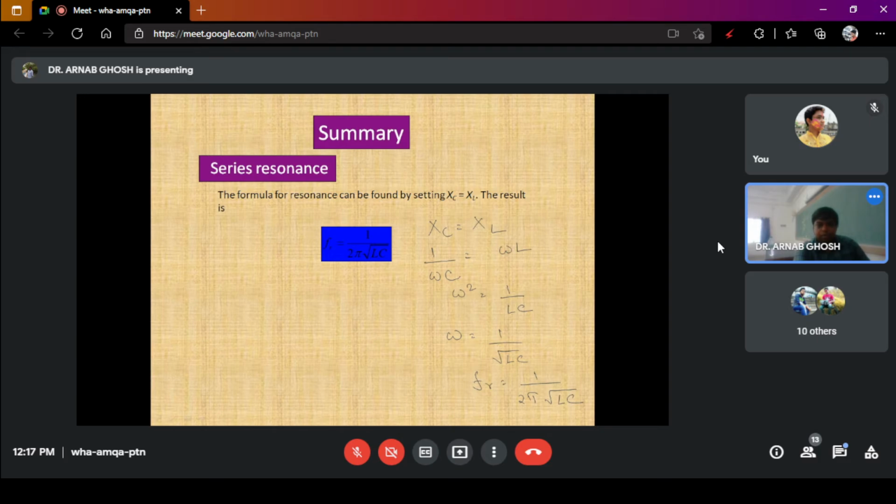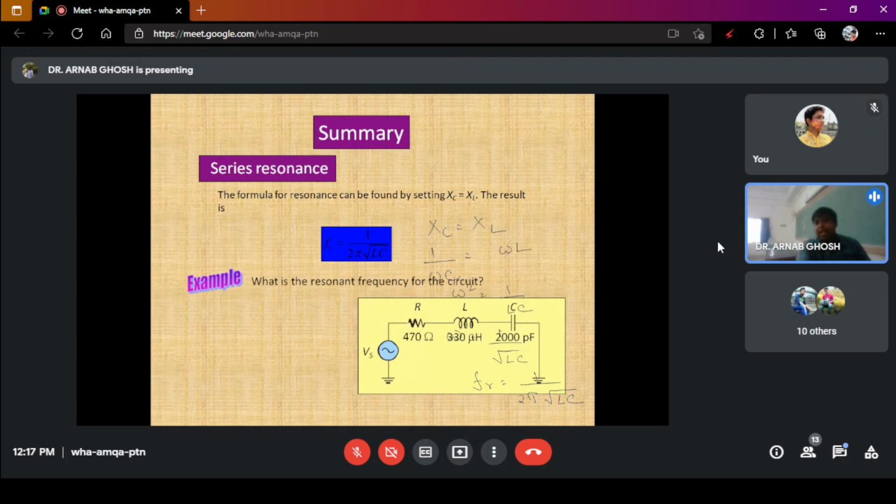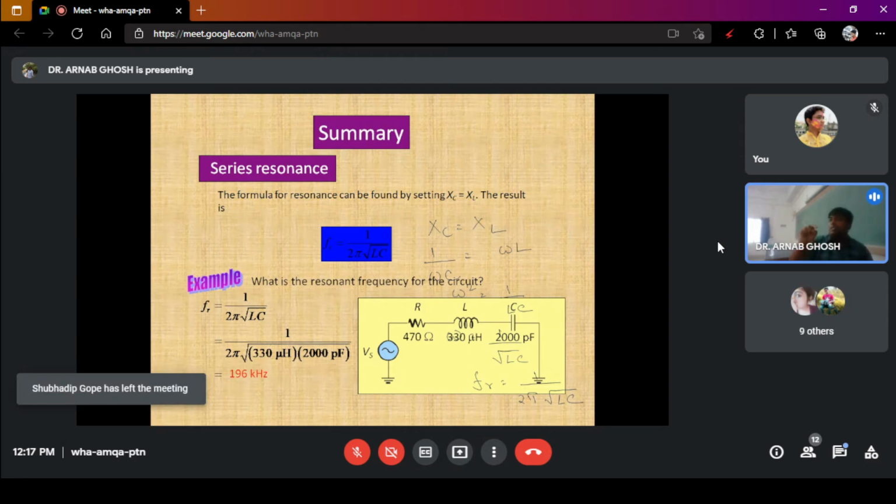Okay. So just let's move back. If you are given a circuit like this and asked to find the resonant frequency, you find it simply by 1 by 2 pi root over LC, and you see the resonant frequency comes out to be 196 kilohertz. So that is why this particular circuit acted like a capacitive circuit, and when you took the frequency as 400 kilohertz, this circuit acted like an inductive circuit. So the resonant frequency is equal to 196 kilohertz.